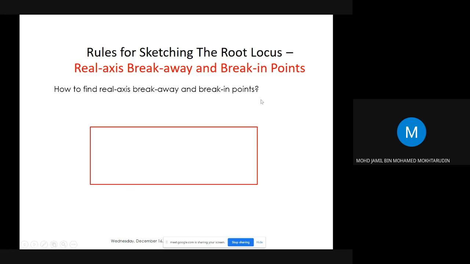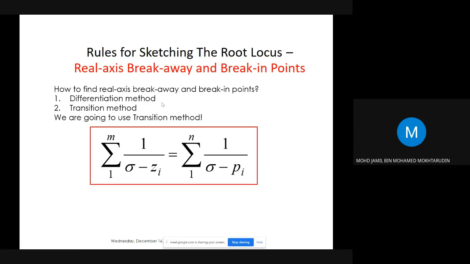To find the real axis breakaway and break-in points, you have two methods, differentiation method and transition method. So differentiation method kita tak ajar, but you can find it in Google, okay? So we use transition method. Sama je, okay? You will get the same answer. So the transition method is, this is the formula. So the sum of 1 divided by sigma minus 0 equals the sum of 1 divided by sigma minus pole.